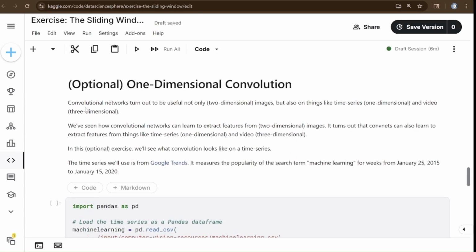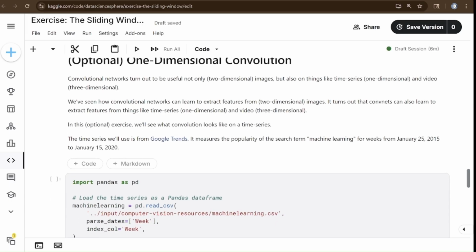Okay. Now, convolutional networks turn out to be useful not only for 2D, but they also work with 1D and video. Video is 3D, time series is 1D. Now, we have seen how it can learn to extract features from 2D images. It turns out that ConvNets can also learn to extract features from things like time series and video.